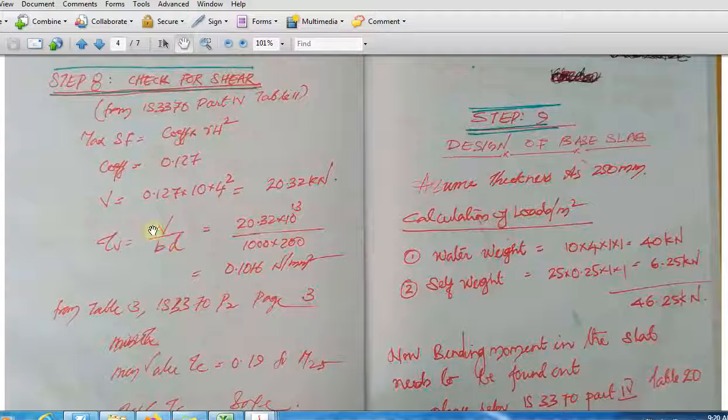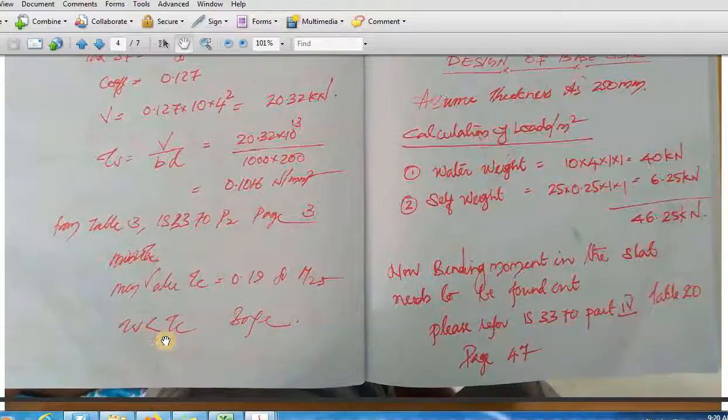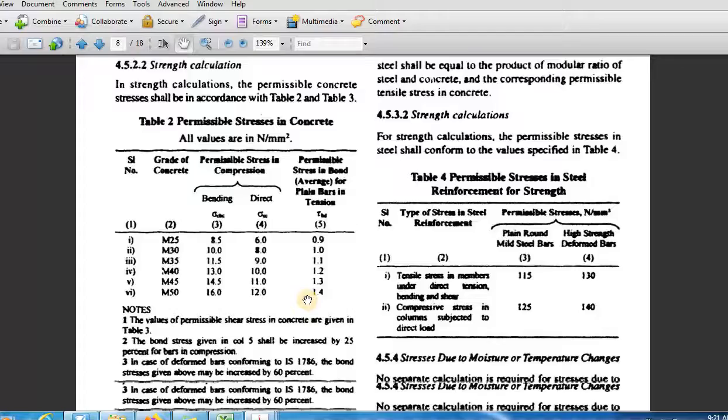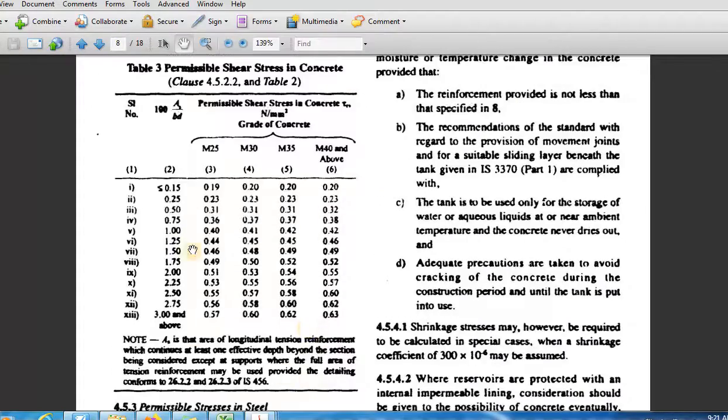Okay, so using that one, V is equal to 0.127 into gamma is 10 into h square, 4 square, so 20.32. Then the shear stress tau v is equal to V divided by bd. So 20.32 into 10 to the power 3 divided by 1000 into 200 thickness. So you will get 0.1016 Newton per millimeter square. So from table 3 of IS 3370, this is where you will find out the tau c, minimum permissible shear stress.